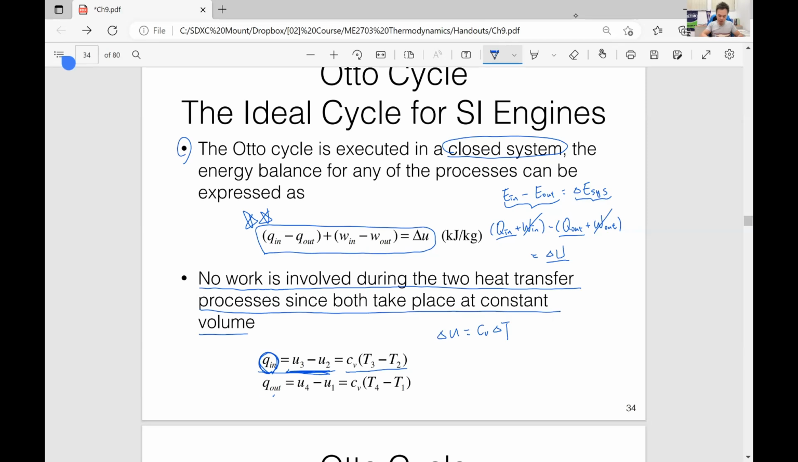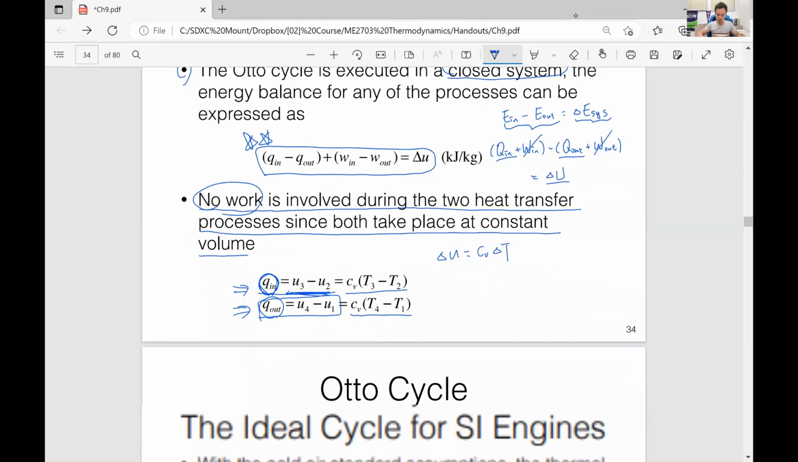Similarly for Q out, this is the energy balance equation from state 4 to state 1, because there's no work involved during these two heat transfer processes. Again, we can rewrite the internal energy change using specific heat times the temperature change.